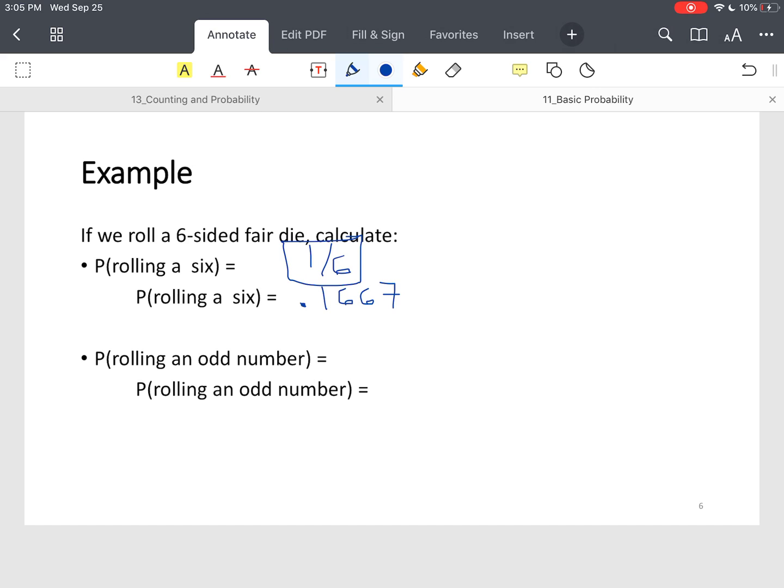Probability of rolling an odd number. Okay, again, there are 6 total outcomes available, but there are 3 odd numbers. So we simplify our fraction to 1/2. Now, if they want a decimal, you go ahead and convert. That's 0.5 or 0.50. Same exact answer.